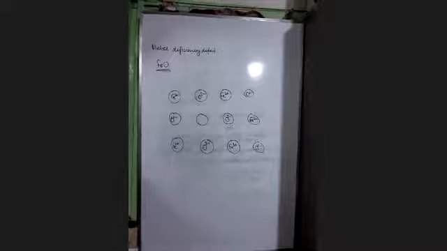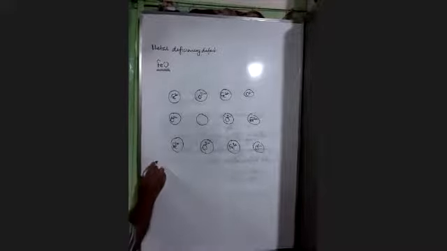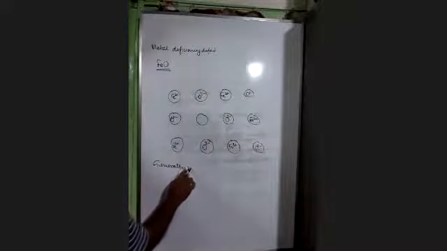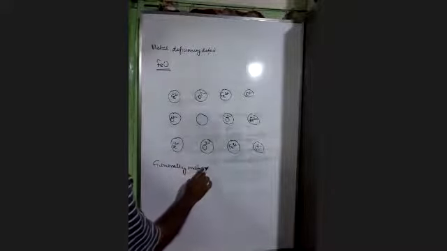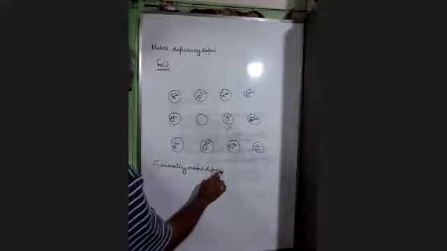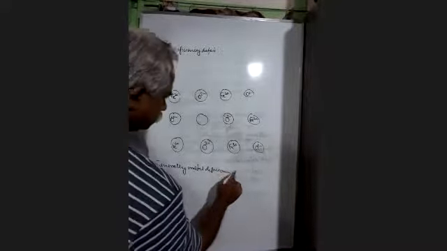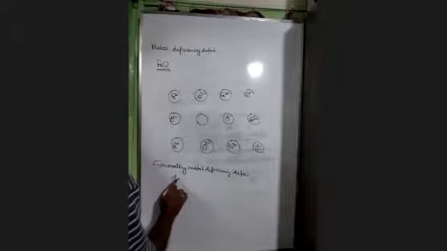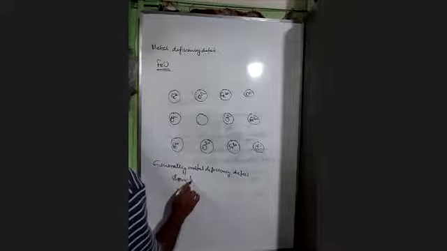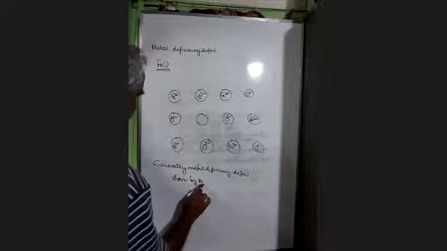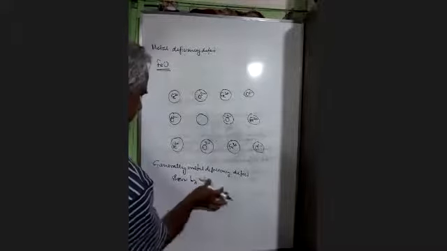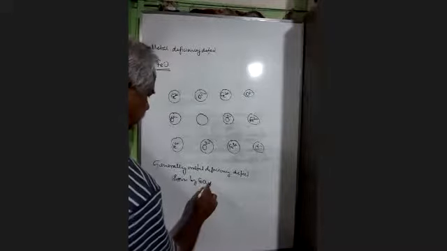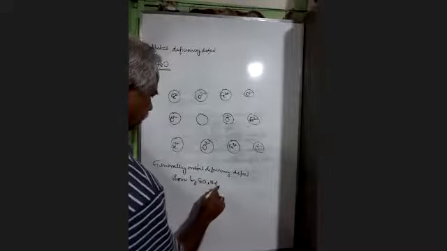Generally, these metal deficiency defects are shown by ferrous oxide, nickel oxide.